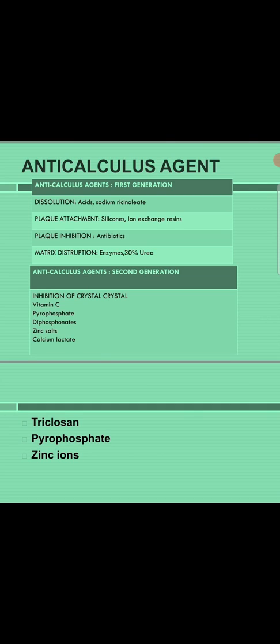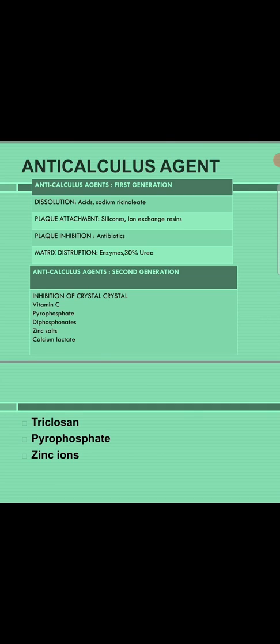Second is plaque attachment. This agent will prevent plaque attachment. Here the silicones and ion exchange resin come in this first generation type, which prevent plaque attachment. Third is plaque inhibition. They prevent plaque formation, and these are the antibiotics. And fourth is matrix disruption.